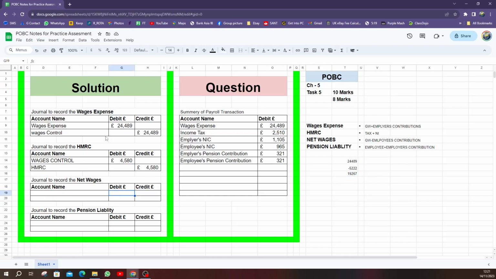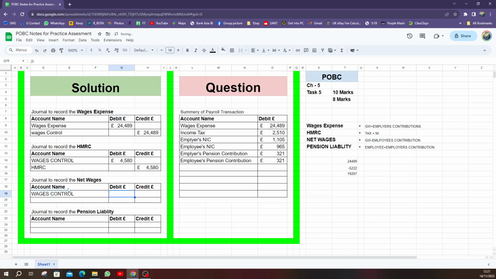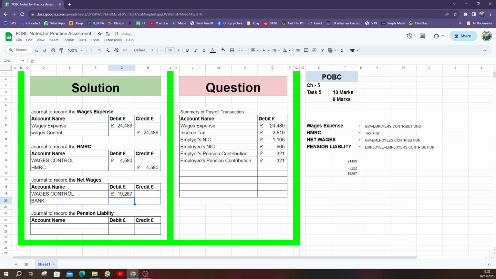Again, as I told you in the beginning, we need to get rid of this wages control. So straight away, we need to debit more on that. So wages control 19,267, and this net wages is actually going from our bank. We're going to pay our employees. So bank 19,267.